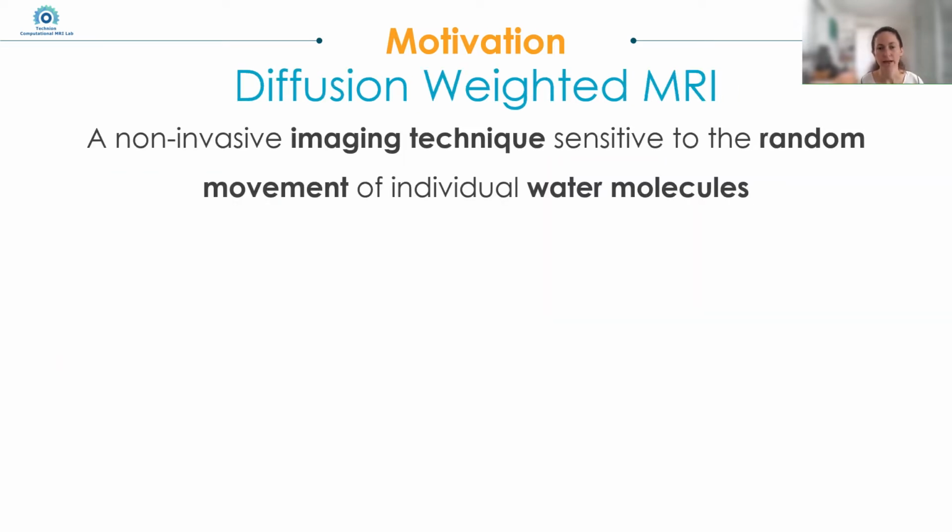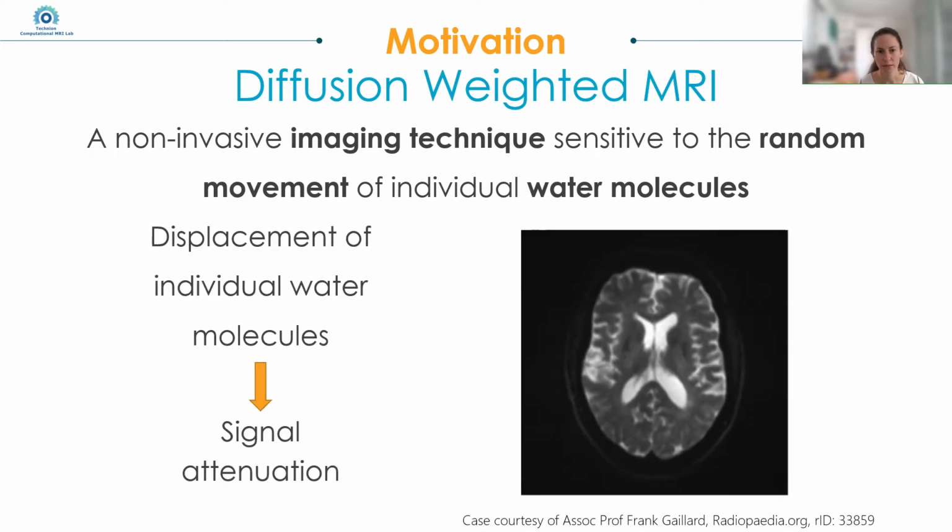Diffusion-weighted MRI is a non-invasive imaging technique sensitive to the random movement of individual water molecules. The displacement of individual water molecules results in signal attenuation. This attenuation increases with the B-value, which is the degree of sensitization to diffusion of the MRI pulse sequence. The movement of water molecules depends on tissue microenvironments. Tissue with a restricted diffusion is brighter in the image.